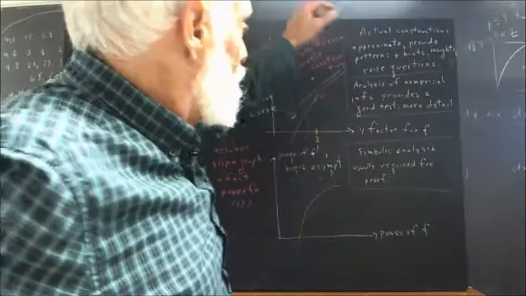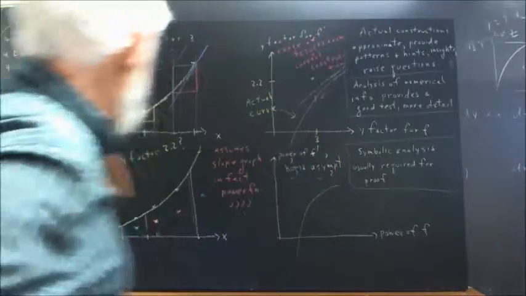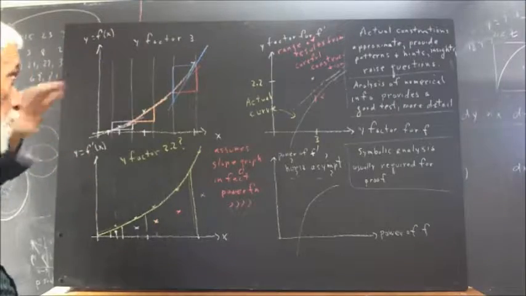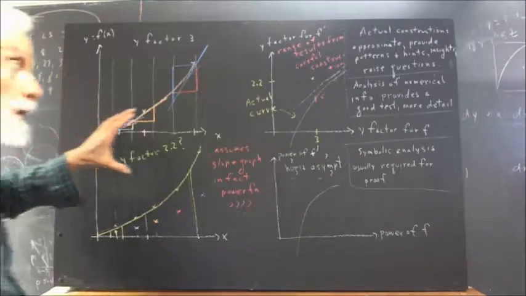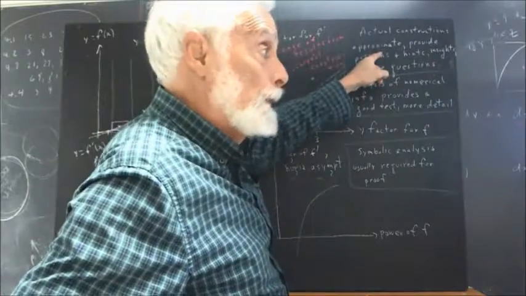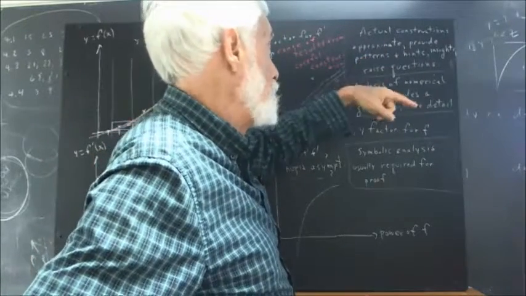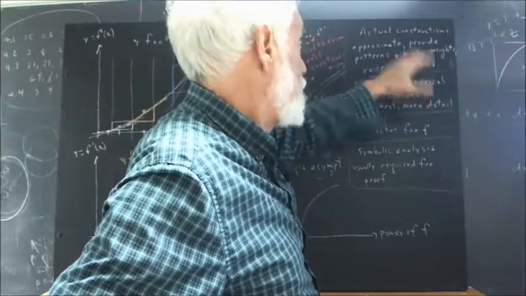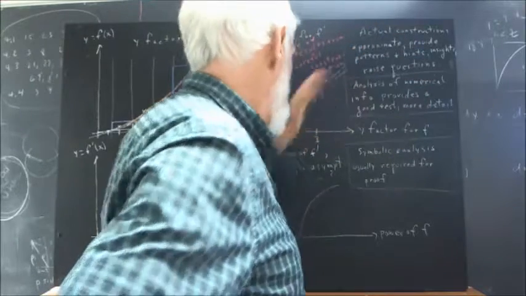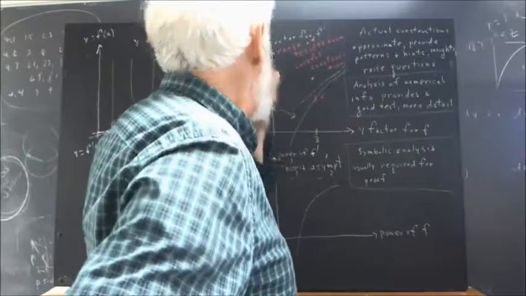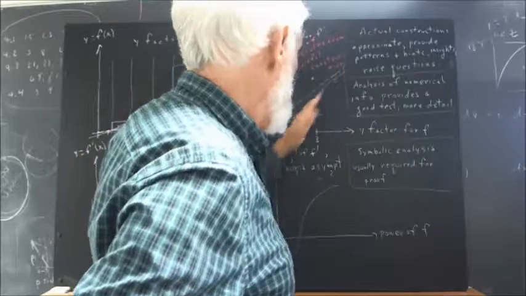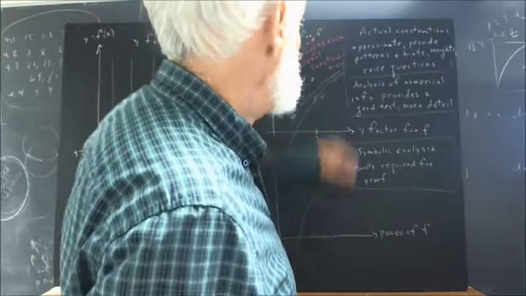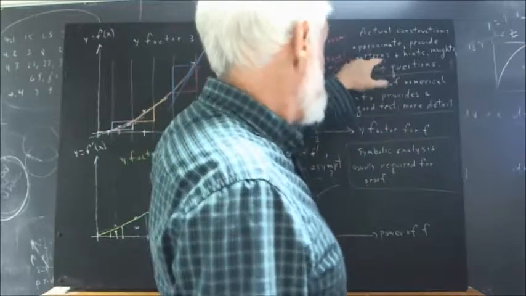One takeaway from this, other than just these constructions and the reinforcement of the whole idea of construction, is that actual constructions have to be approximate. We can't do them exactly. They show us patterns and provide hints. One pattern might be that if you do this fairly carefully, this graph does appear to be concave down. This one appears to be concave down. Is that really the case?